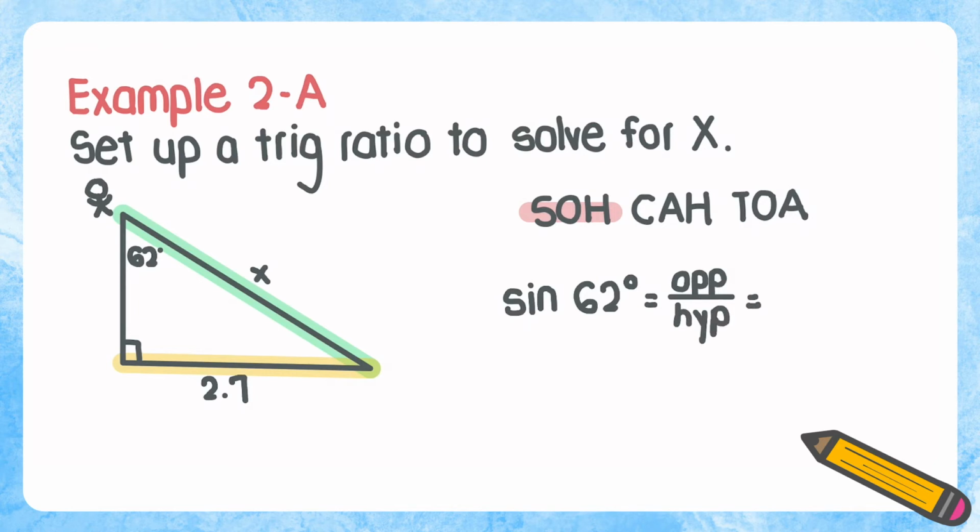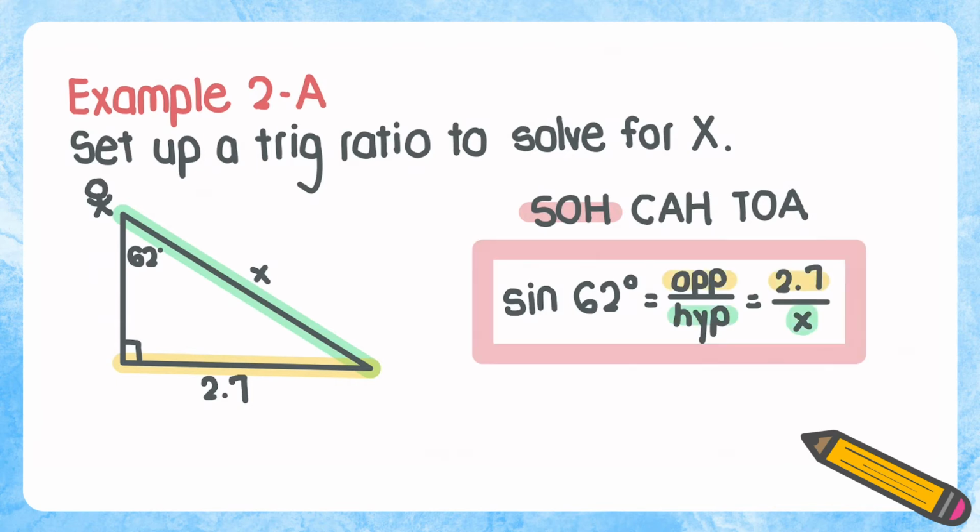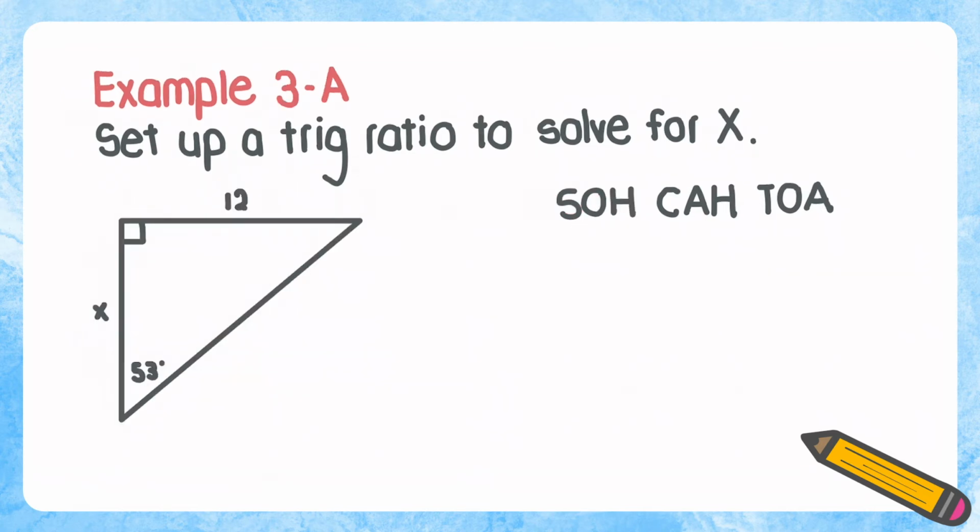For this example, the opposite side is 2.7 and the hypotenuse is x. So we have that the sine of 62 degrees equals 2.7 over x. And in part B, we'll be using this trig ratio to solve for the side length x. Let's look at part A of example 3 here.